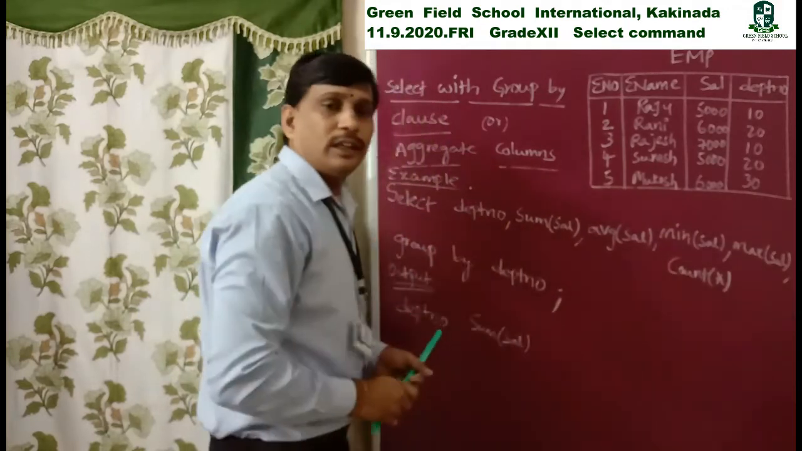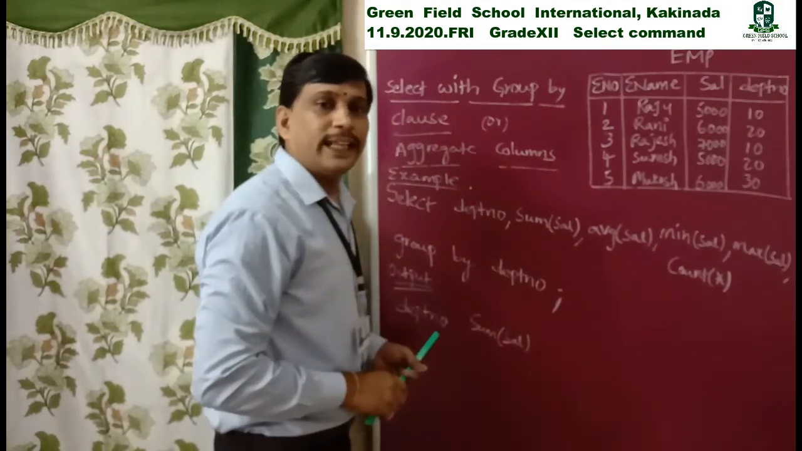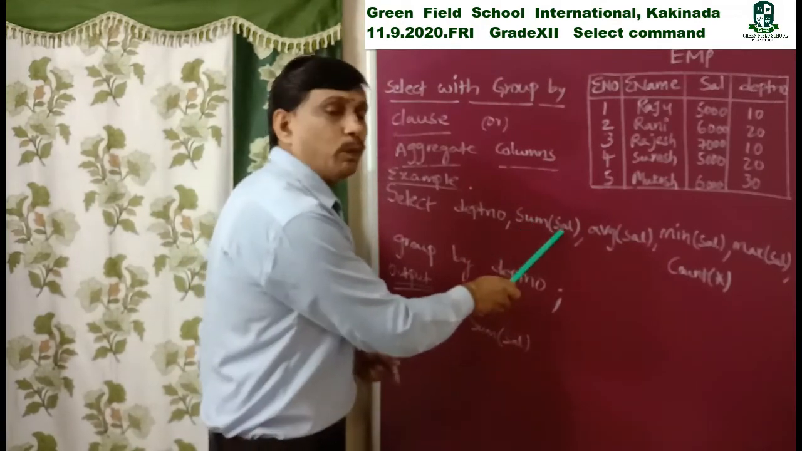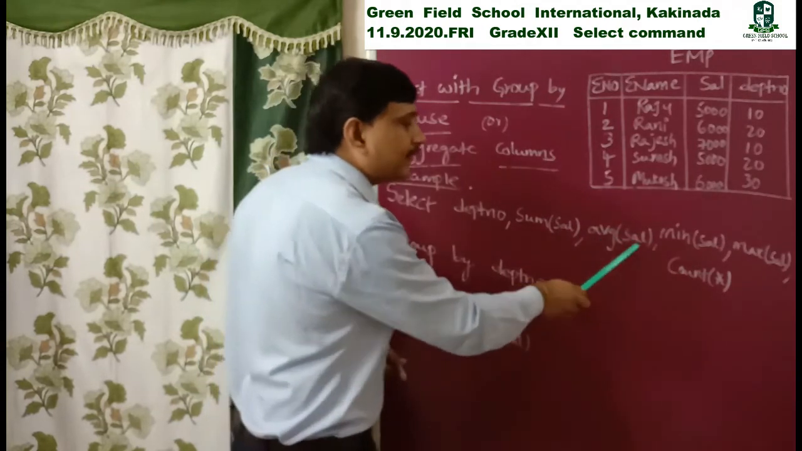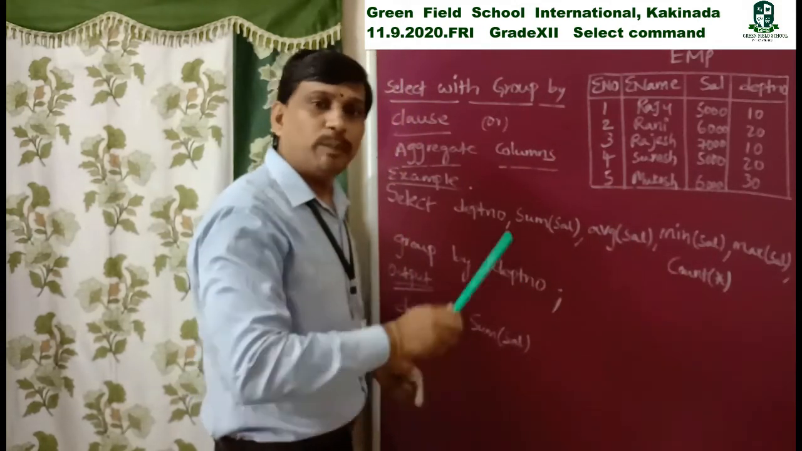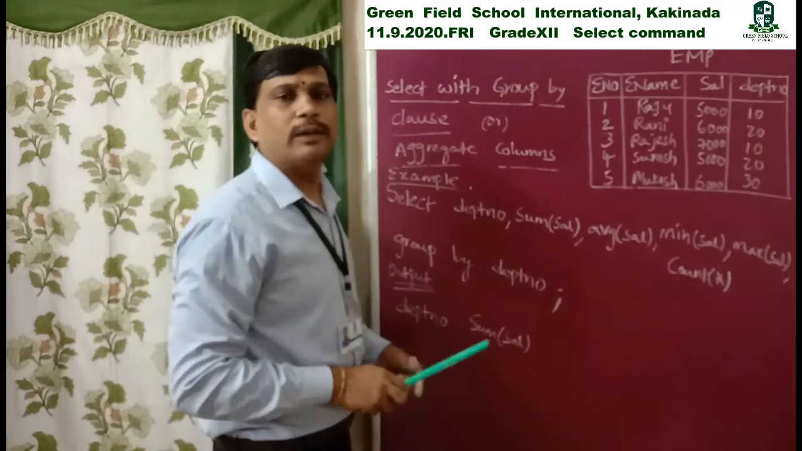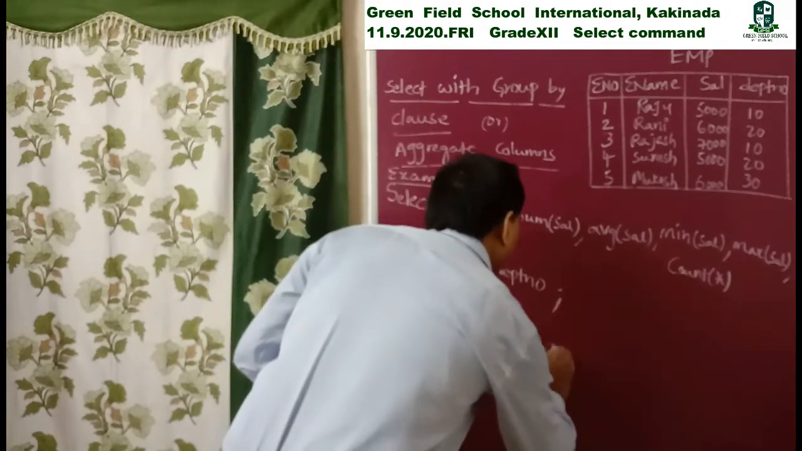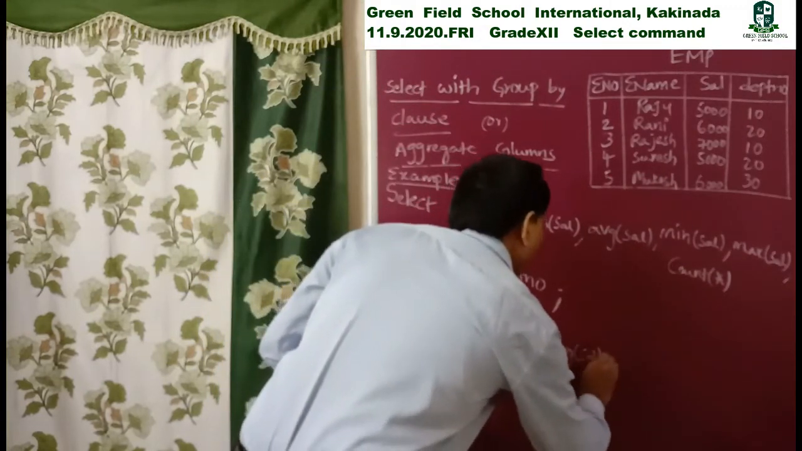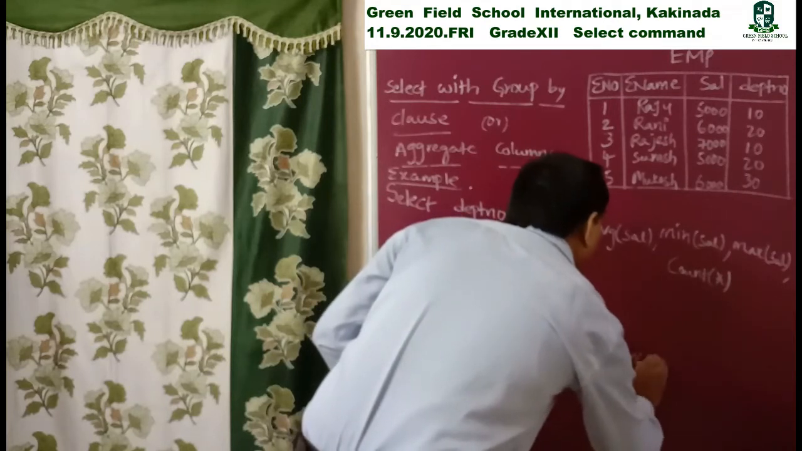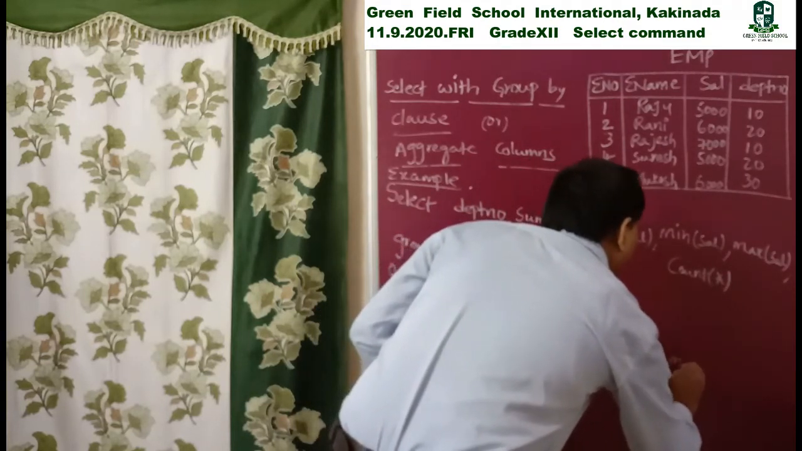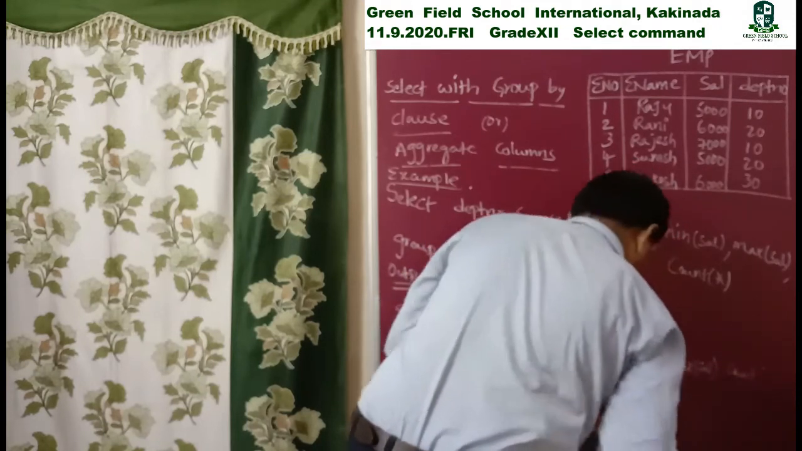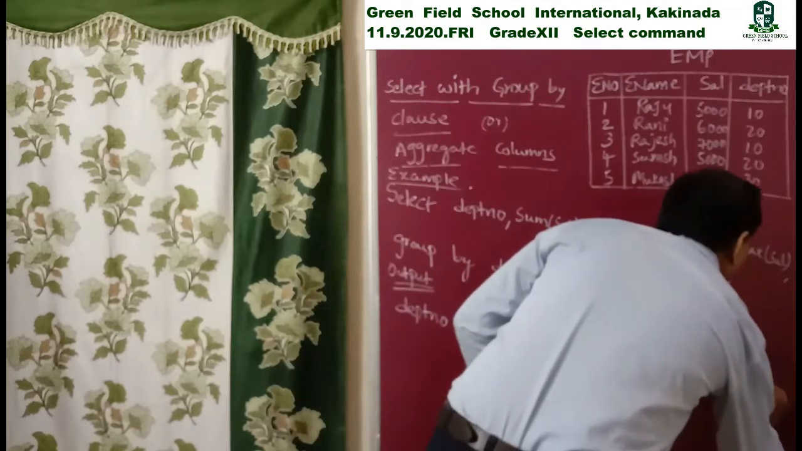Here I am giving sal within brackets. So it takes sal as the input argument. For calculating sum, it takes input salary. For calculating average, it takes the salary value. For department number 10, for department number 20, for department number 30. Understood my point? See, sum of sal, average of sal, minimum of sal, maximum of sal, and finally count of star.